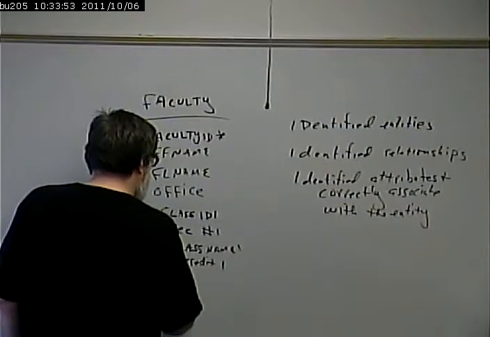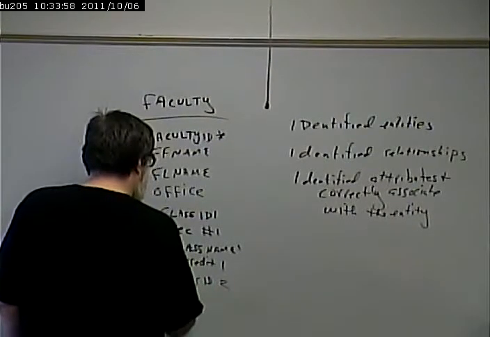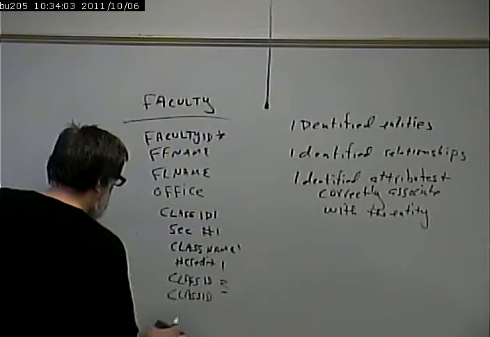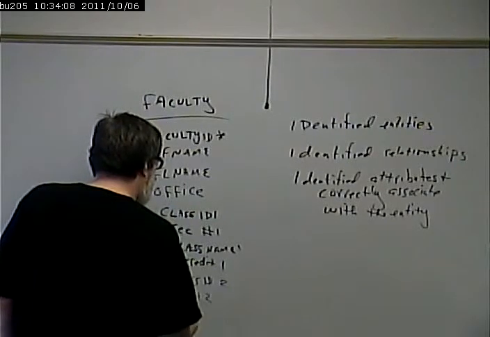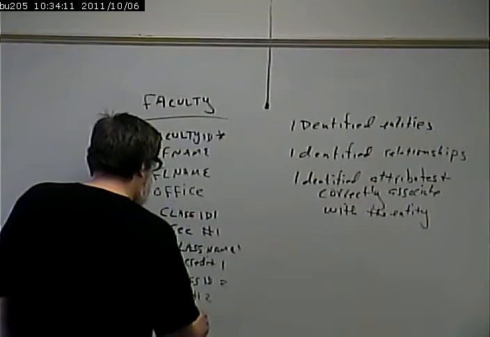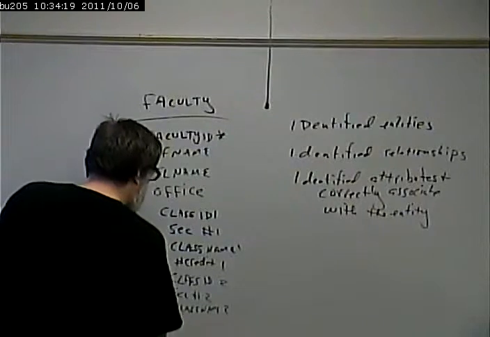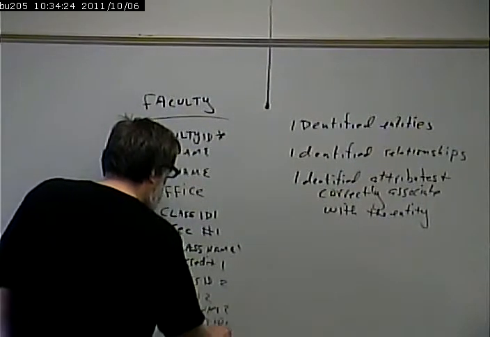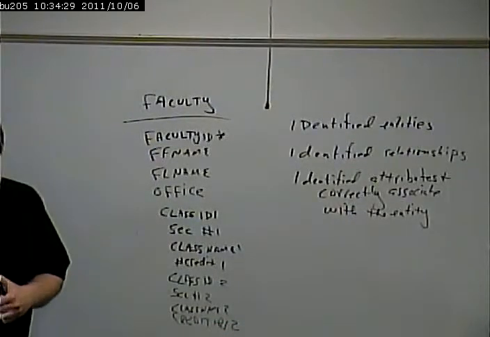Then we would have for the second class they teach another set: class ID 2, section number 2, class name 2, and credit hours 2. And then we'd repeat that for however many classes a typical professor taught. Well, what's wrong with that scenario?